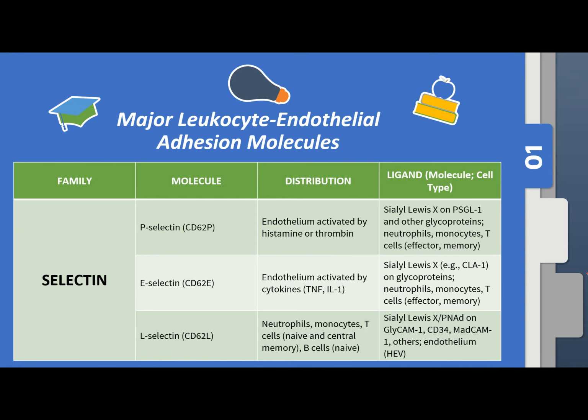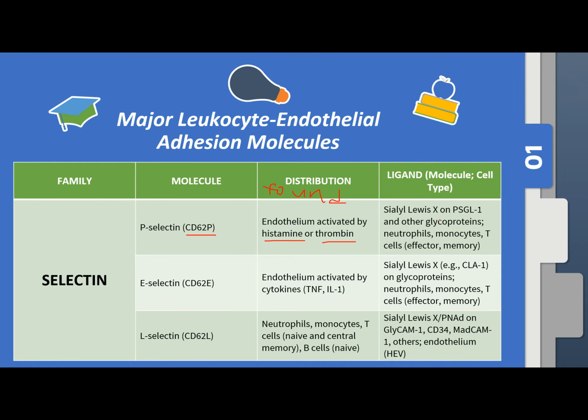So these are the summary, class. We have the selectins, three types: the P, the E, and the L. Now P-selectin is also known as CD62. For distribution, where they are found: in the endothelium activated by histamine or thrombin. And the ligand, the molecule in the cell type, is the sialyl Lewis X on PSGL-1 and other glycoproteins.